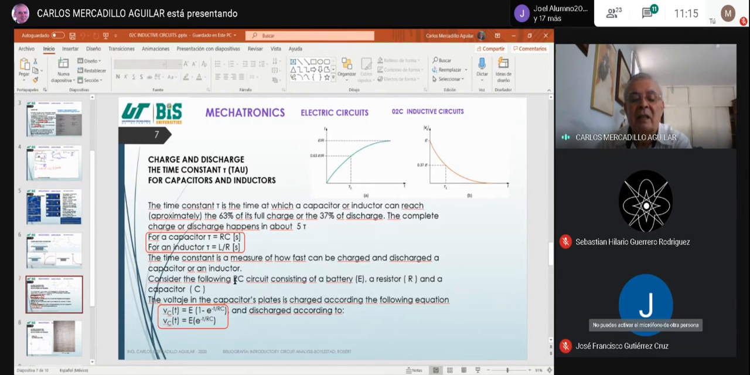Consider the following RC circuit consisting of a battery, a resistor, and a capacitor. The voltage in the capacitor's plates is charged according to the following equation. Well, actually this graph is not for a capacitor, it's for an inductor. In the next slide, remember these two equations, but we will see them in this next slide.